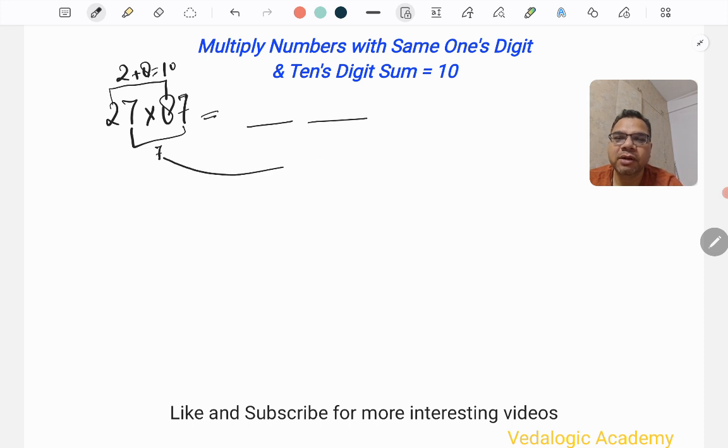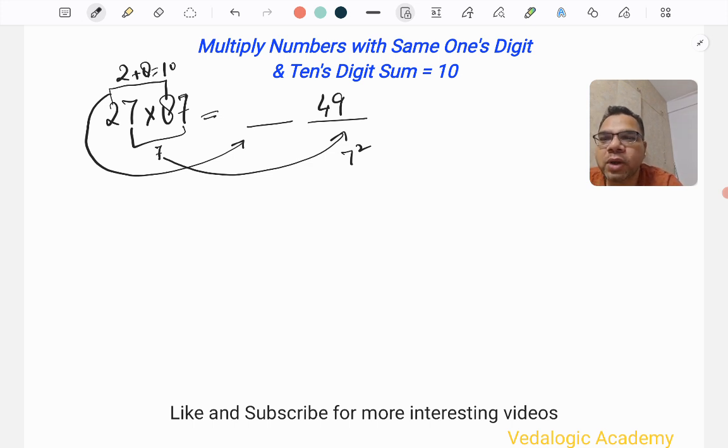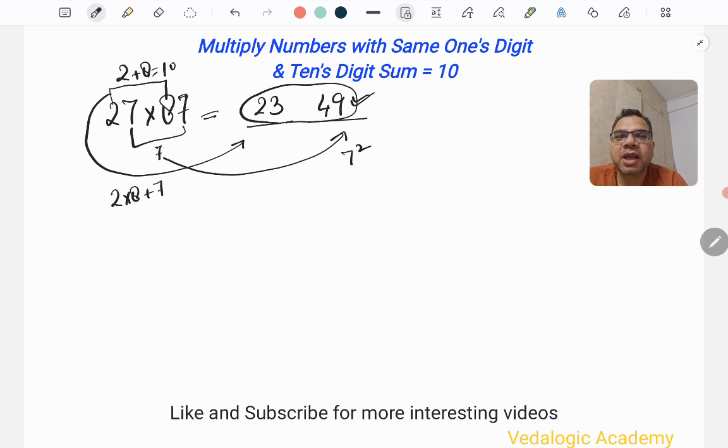For the right part of the answer, we are going to do the square of 7. So 7 square is 49. For the left part of the answer, we are going to use 2, 8 and 7 as well. So we are going to multiply 2 and 8 together and we are going to add 7 to it. So 2 times 8 is 16, 16 plus 7 is 23. So the answer becomes 2349.